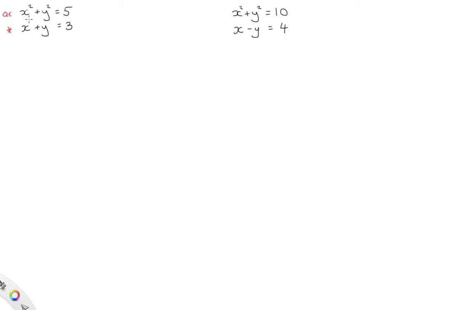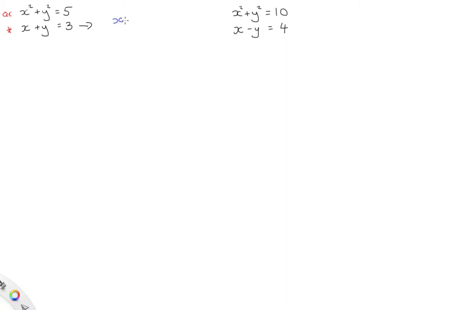So the first step we do here, okay? We're still finding out, just like any simultaneous equation, what x is equal to and what y is equal to, all right? The first thing we're going to do, we're going to take the linear equation, okay? The one without any squared letters, the regular normal equation. We're going to take that and we are going to rearrange it.